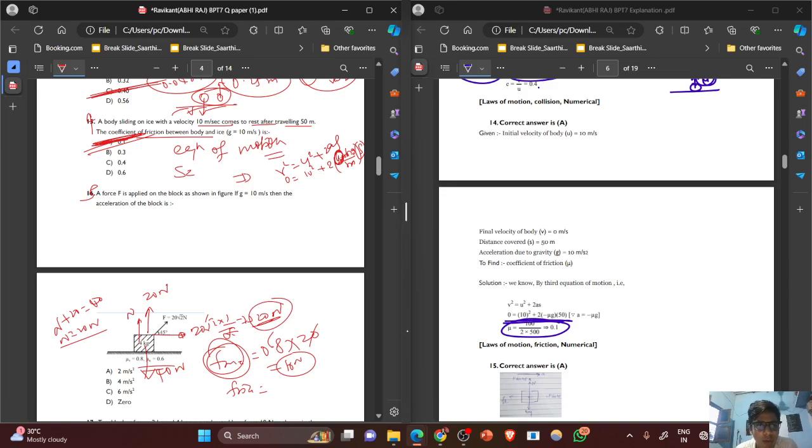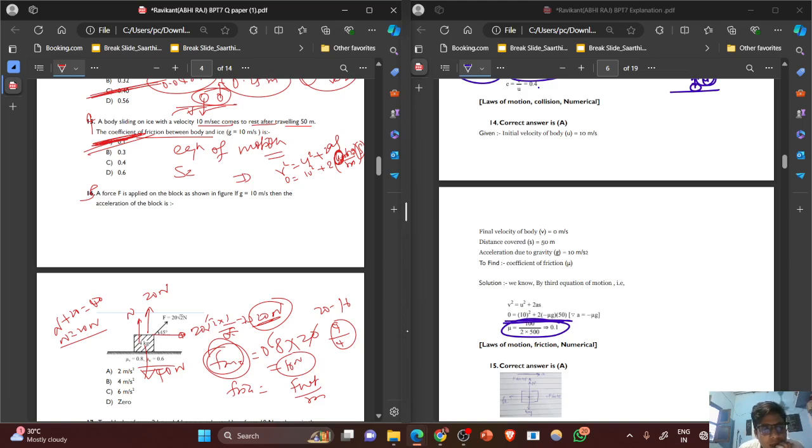Okay, body will move, and what is it asking? Acceleration of the block. Oh, it's a simple question. You just need acceleration equals F net by mass. So F net will be what? F net will be 20 minus 16 is your friction, means 4 by 4, means like wait, I have made a little bit of a mistake, I think.